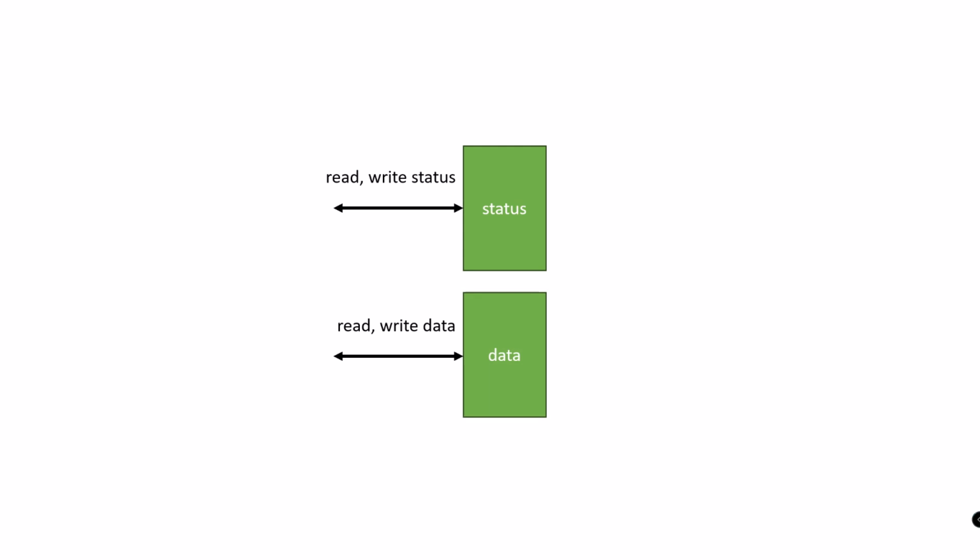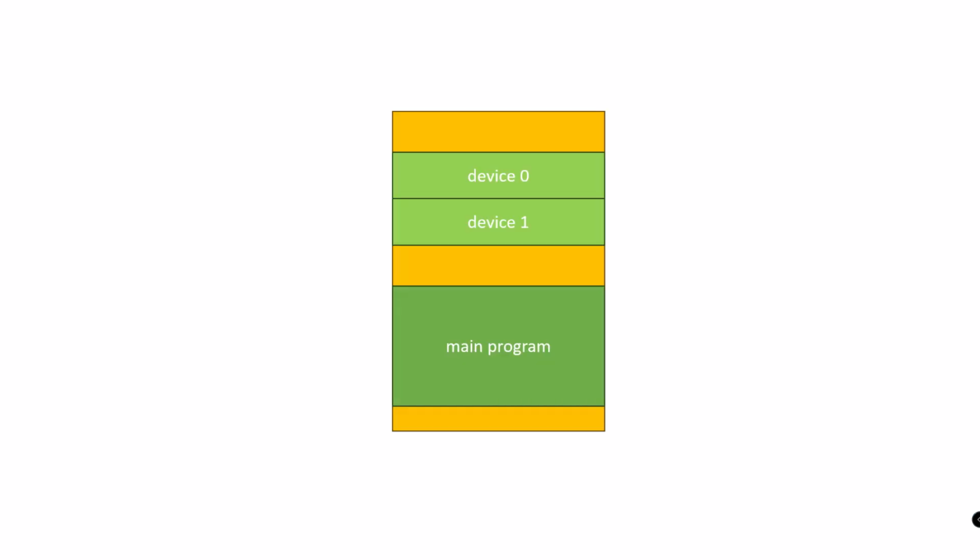Some of the registers may be used to communicate data, that is, to send data to an output device or read data from an input device. Other registers may be used for status, about the operation of the device and when it's asked to perform a function. Many computers make use of memory-mapped I/O.